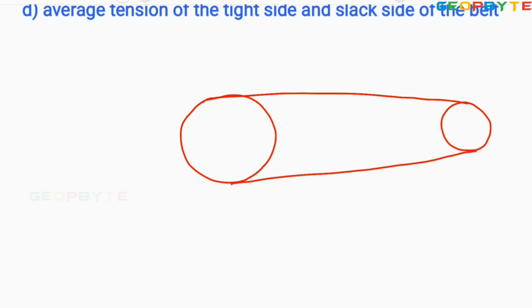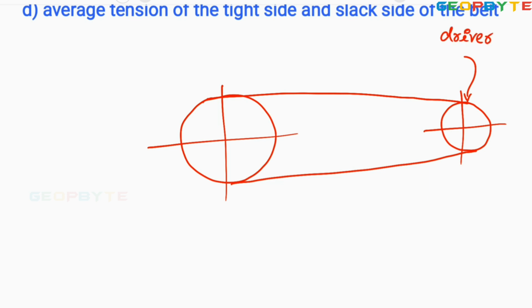The arrangement is such that both driver and driven are rotating in the same direction. Let this be the driver and this be the follower. Assume the driver is running in the clockwise direction, the driven also running in the same direction. By the time the driver is running in the clockwise direction, the driver pulley is pulling the belt like this and it is pushing the belt like this.